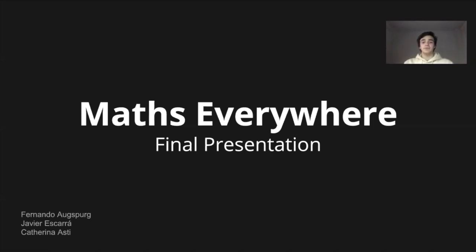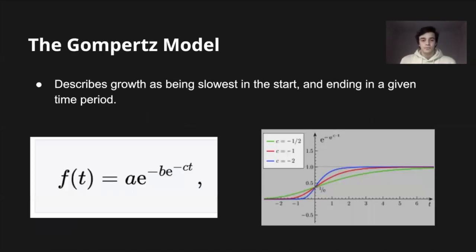Hello, today we're going to present our Math Everywhere project based on the Gompertz model. Okay, so what is the Gompertz model? What it does, it basically describes growth as being slowest in the start and ending in a given time period.